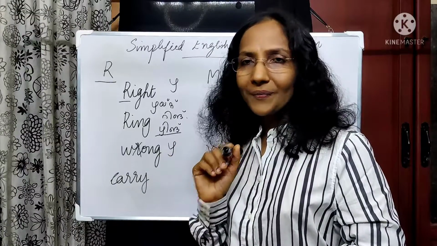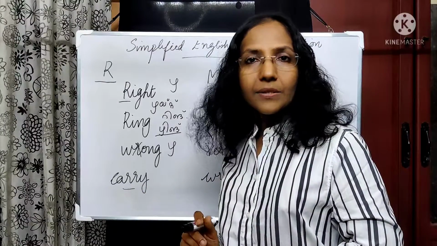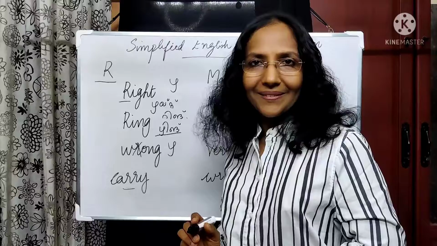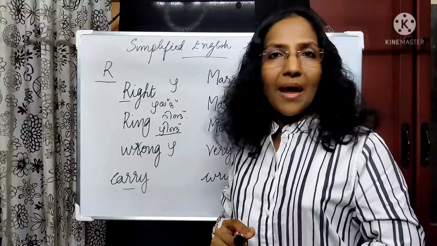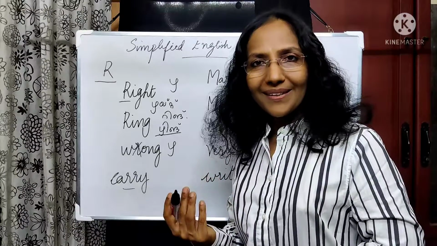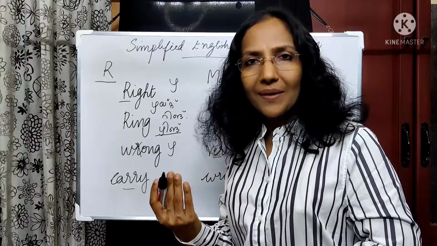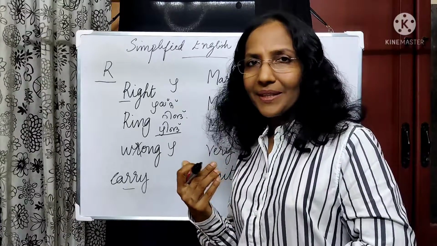It's not wrong. Next, how is it? It's not carry, it's carry. Okay, that's it. So again, we find here, it's marry. It's not marry at all. It's marry. R sound. Okay, the tongue is literally gliding. It's marry. Okay, that's it.